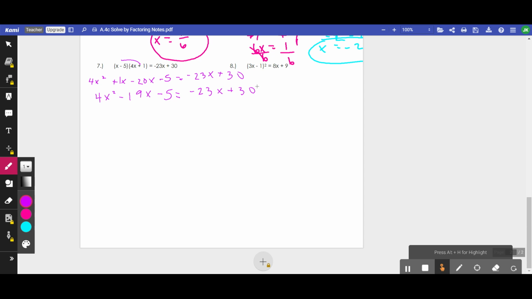This is number 7. The problem is just long. Then you want all your terms on the same side, so you should cancel out these two terms here. So you can add your 23x and then subtract the 30. Then you can subtract the 30, which will come from the negative 5. So you'll have 4x squared plus 4x and then minus 35.